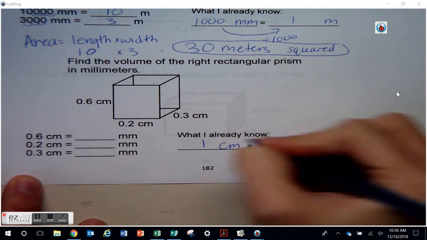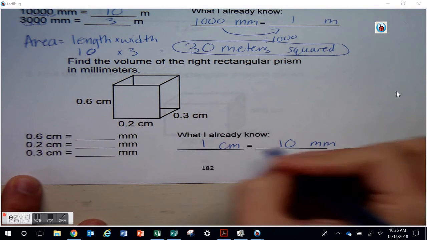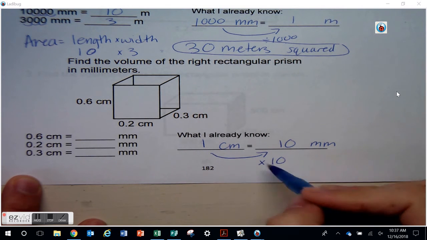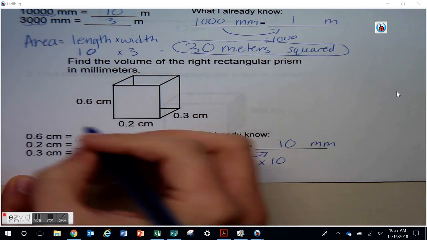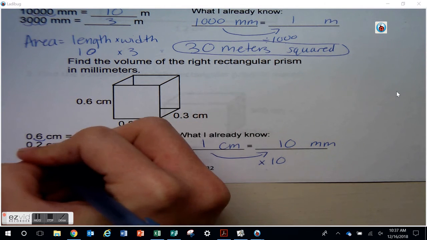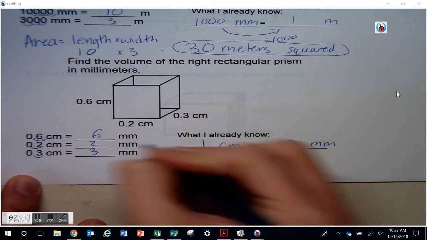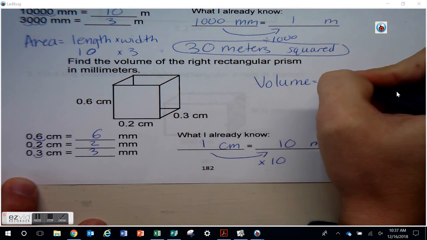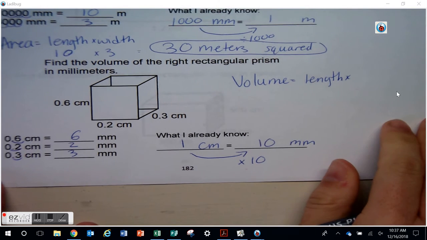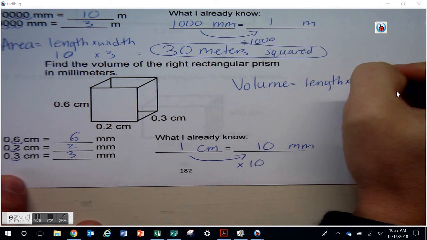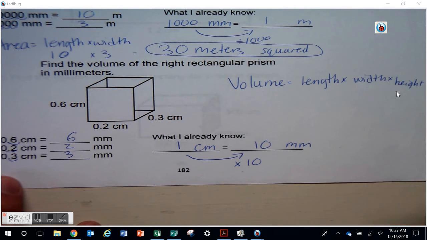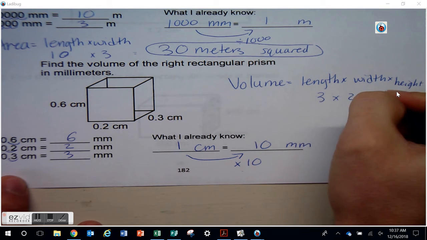And let's write down our volume formula just so we can plug it in. Length times width times height. So that means I'm going to plug in 3 times 2 times 6. 3 times 2 is 6. And 6 times 6 equals 36. So we have 36 millimeters cubed. 36 millimeters cubed is the volume for that shape.